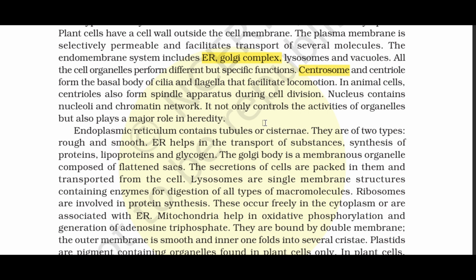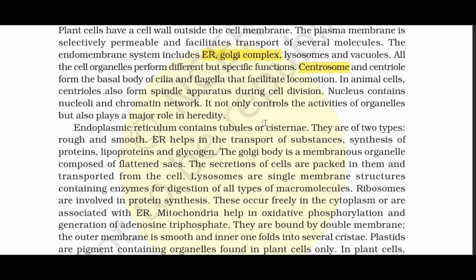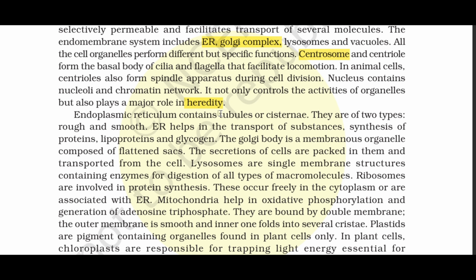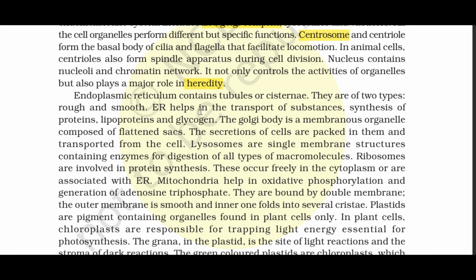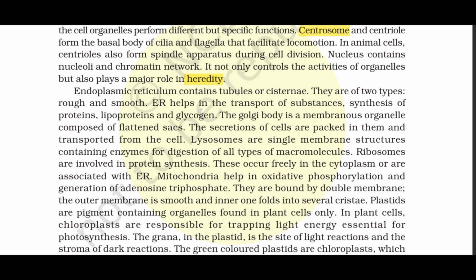Nucleus contains nucleoli and chromatin network. It not only controls the activities of organelles, but also plays a major role in heredity. Endoplasmic reticulum contains tubules or cisternae. They are of two types, rough and smooth. ER helps in the transport of substances, synthesis of proteins, lipoproteins and glycogen.